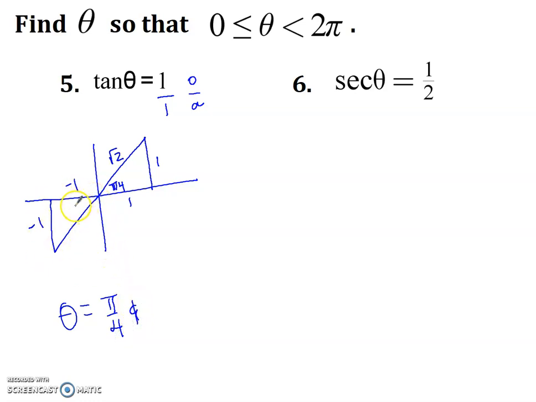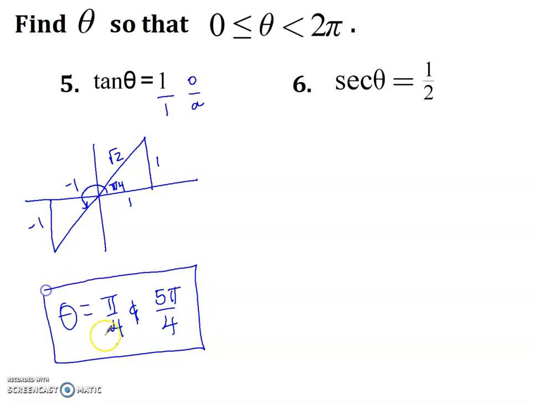In quadrant 3, we're going to do pi plus our reference angle because we've gone past the x-axis, which is pi. So pi plus pi over 4, that's 4 pi over 4 plus 1 pi over 4. That'll give us 5 pi over 4 for that angle in the third quadrant.